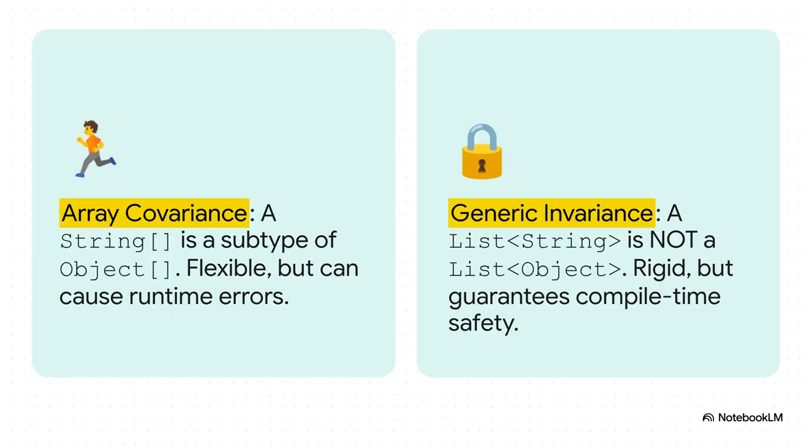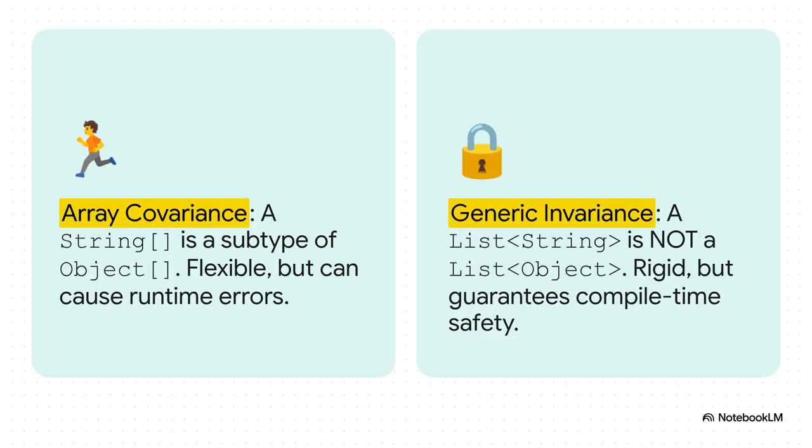This gets to the absolute heart of the issue. Back in the day, an array of strings could be treated like an array of objects. They called this covariance. It sounds flexible, but man, was it dangerous. You could try to stuff an integer into your string array, and the compiler would just shrug. The whole thing would only blow up when you actually ran the program.